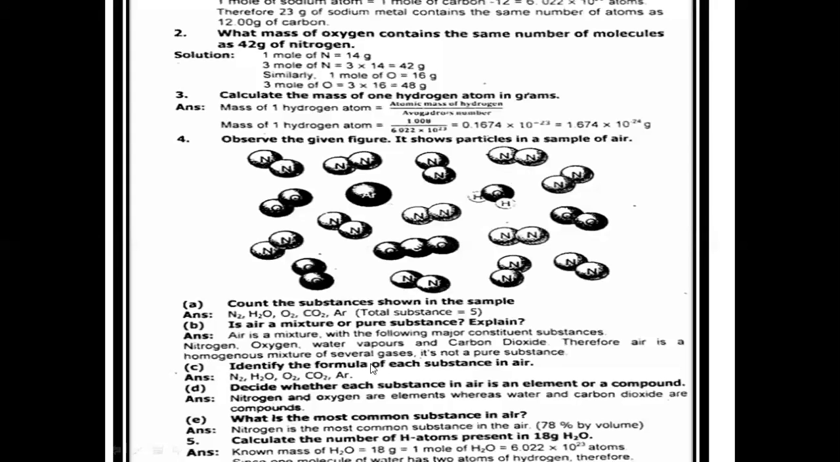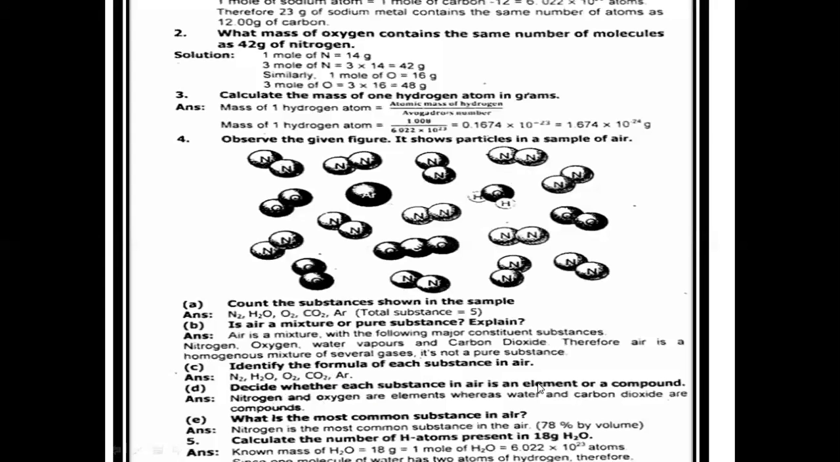C part, identify the formula of each of the substance in air. Formulas are N2, H2O, O2, CO2, and argon is Ar. Because it is a noble gas and it exists in atomic form, so we will just write Ar.